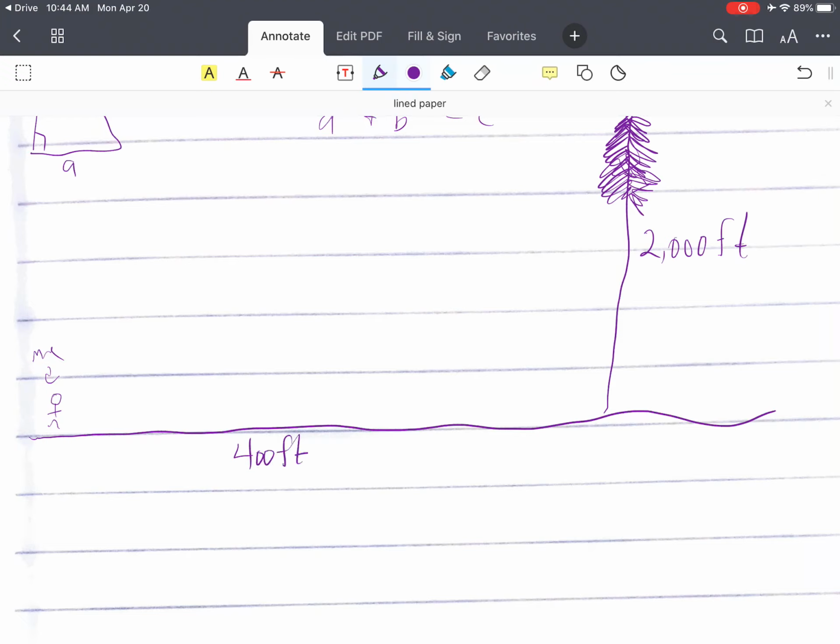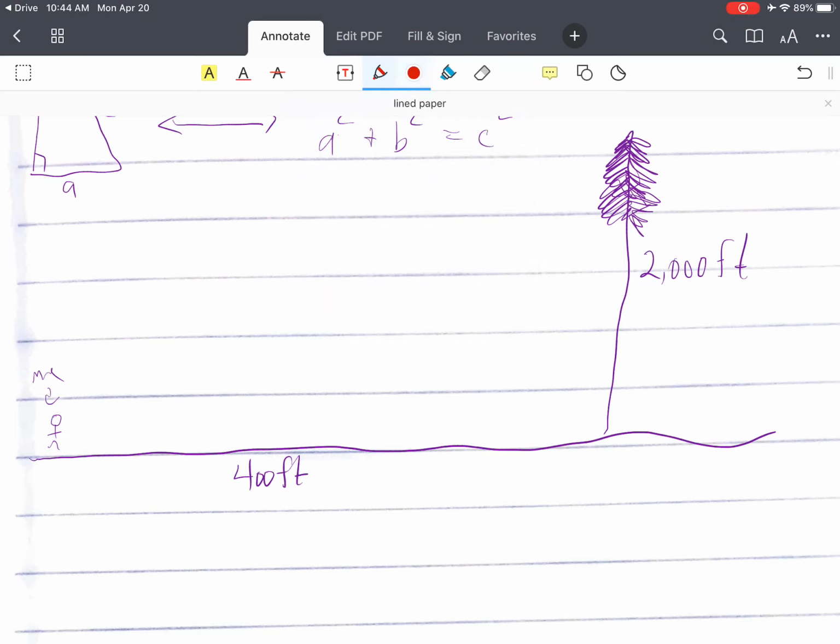I want to know what the distance is. Let me use a different colored pen. I want to know what the distance is between myself and the top of the redwood. Now, we're going to assume that my eyes are down here, because that's what the right triangle is supposed to look like. So we want to find this side right here, C. We want to find out what that length is.